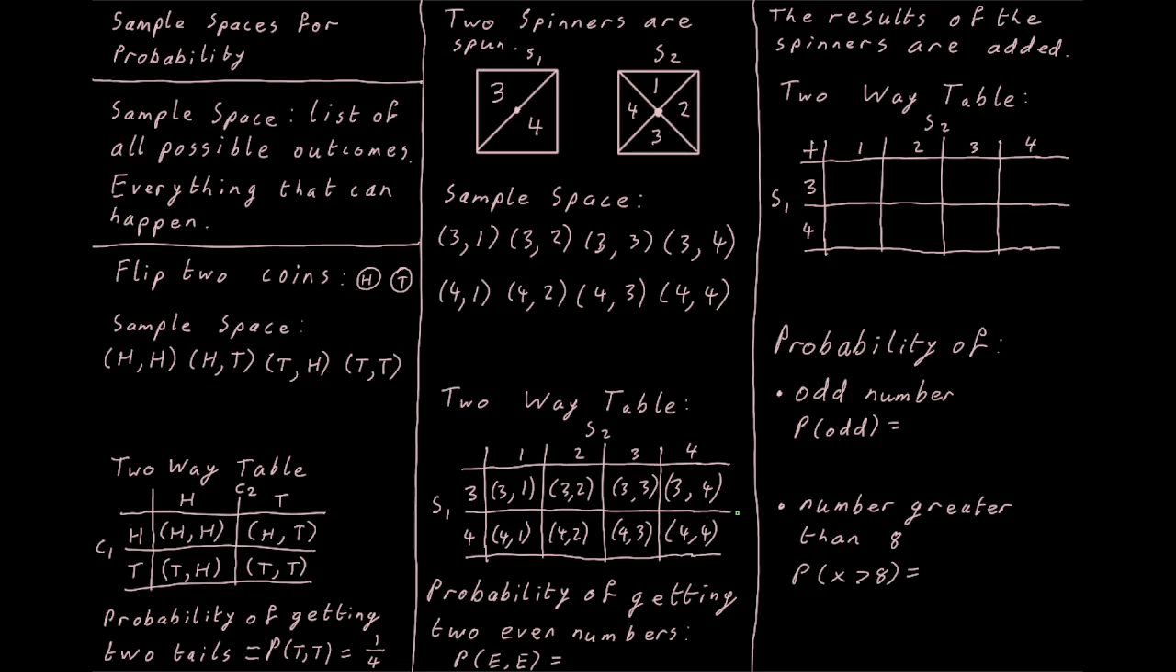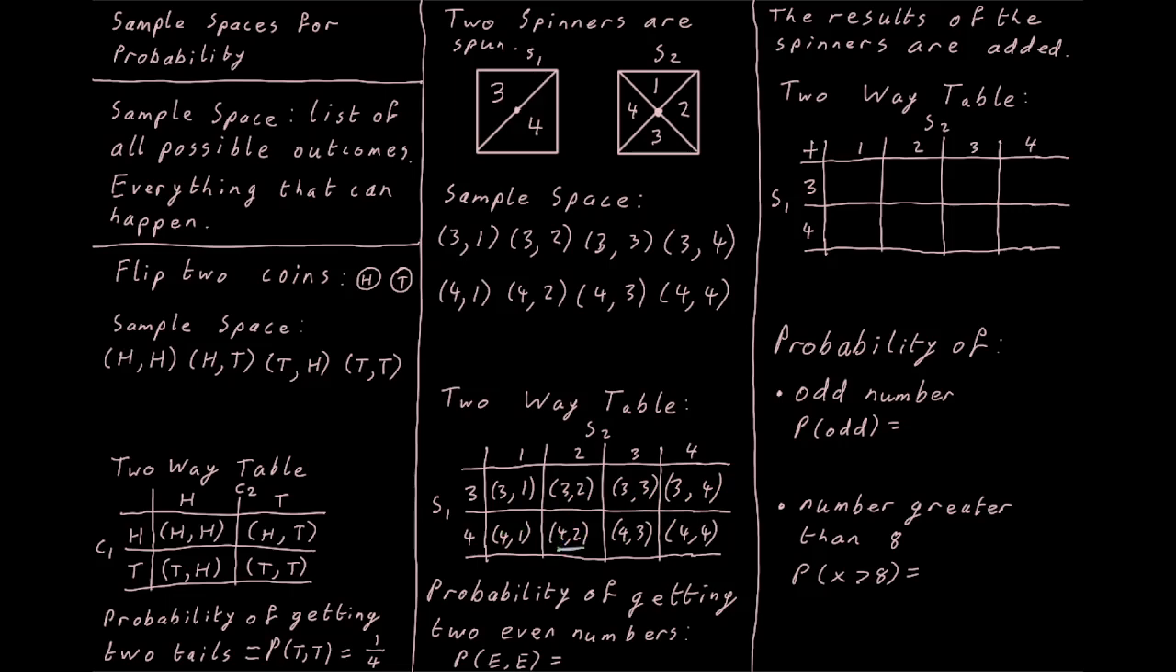Now, based on our sample space, what's the probability of getting two even numbers? So probability of even and even on our first spinner and our second spinner. So what outcomes meet that criteria? What outcomes would we be happy with in that situation? So we have to get an even number on both of our spinners. So 1, 3 definitely doesn't work. 3, 2 doesn't work. 3, 3, 3, 4, 4, 1 doesn't work.